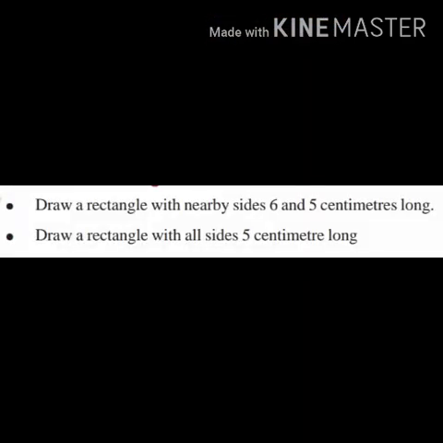The second question is, draw a rectangle with all sides 5 centimeter long. We know that a quadrilateral having the 4 sides equal and straight up sides is called a square. Okay, this is a square. Let's check how we can draw that.